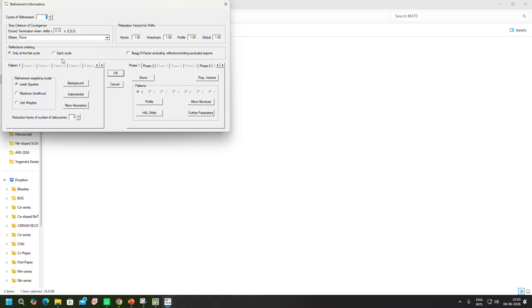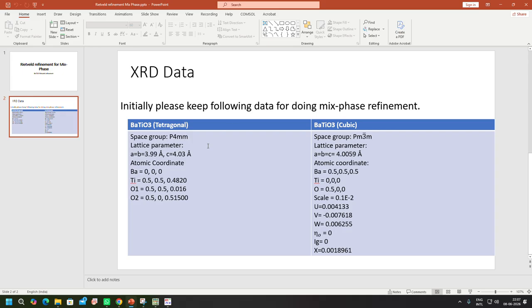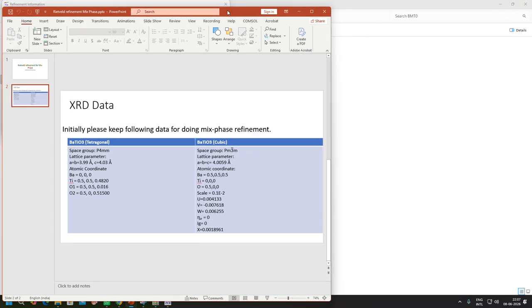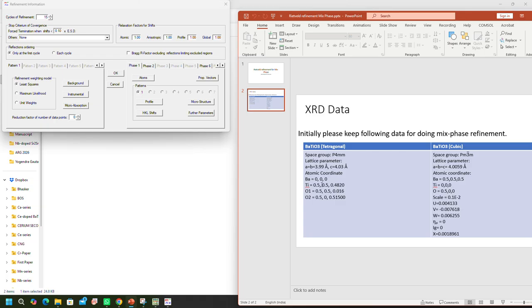Now go to the refinement, and here you see there are two phases already shown. Let's suppose we are taking 15 cycles of refinement in each process of refinement. So now first you go to place the values, as I have already shown you. We have opened this, so let me make this window small to place these values.